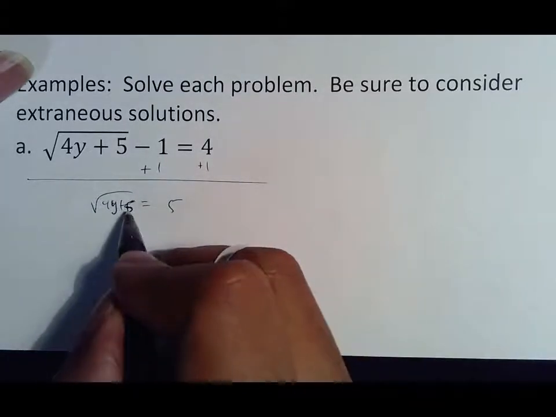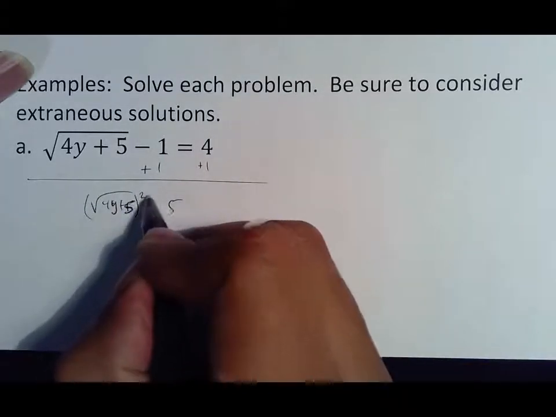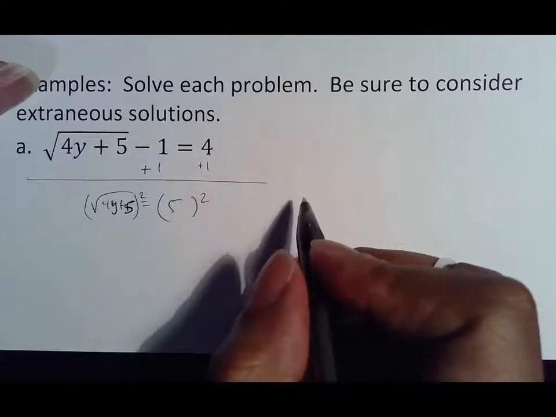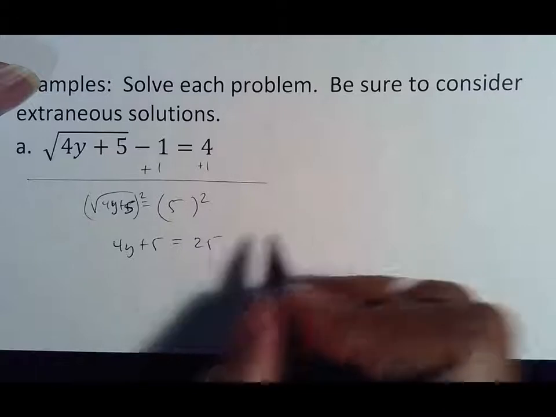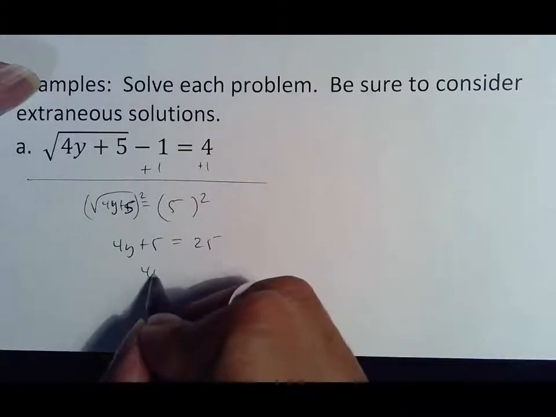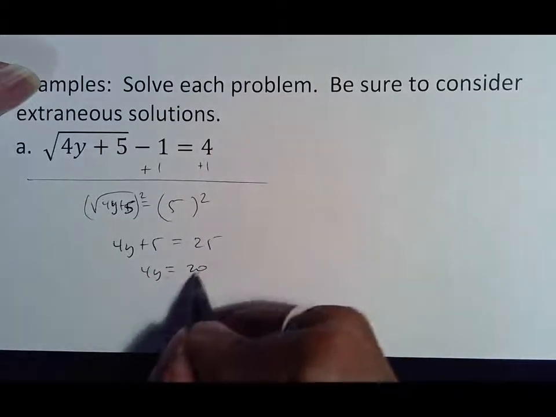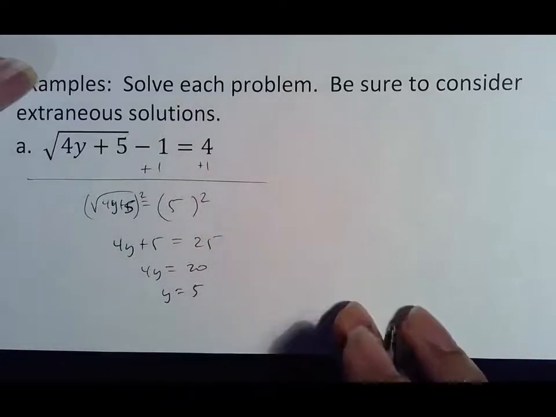Which means now we can't touch the 5 over the 4 till this is gone, so we square both sides. That makes 4y plus 5 equals 25. We then subtract 5 from both sides, getting 4y equals 20. We then divide both sides by 4, getting y equals 5.